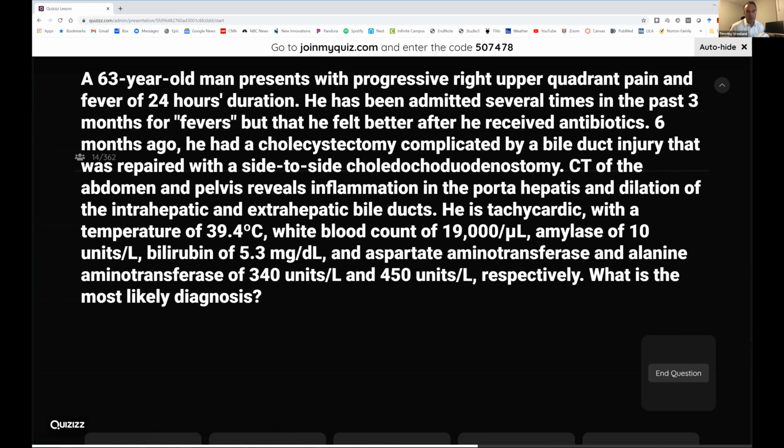He's tachycardic. He has a fever. His white count is elevated. Amylase of 10, bilirubin of 5.3, AST and ALT are elevated. What is the most likely diagnosis? Acute pancreatitis, sump syndrome, intra-abdominal abscess, anastomotic leak, acute hepatitis.